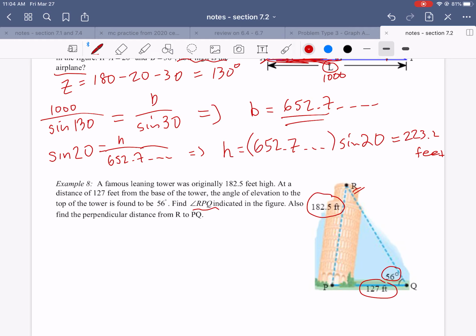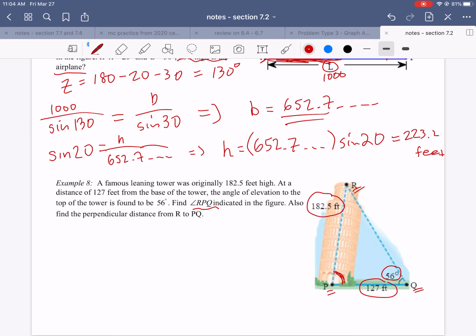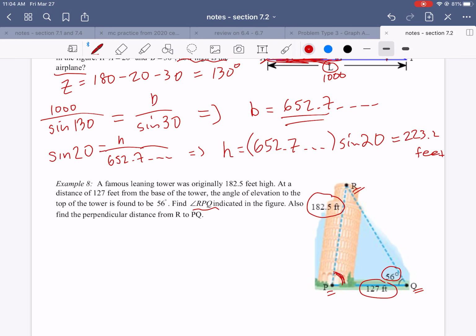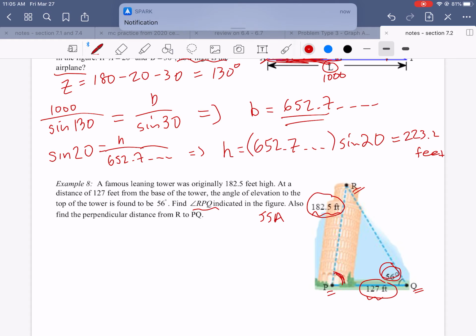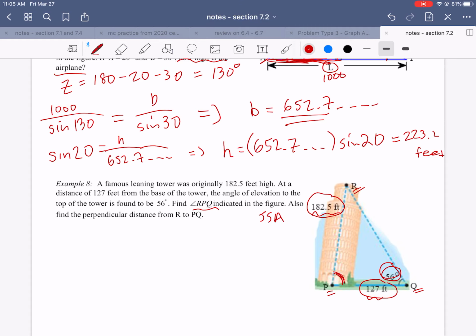So here's RPQ. So what they're telling you to find is this angle right here. And then also find the perpendicular distance from R to PQ, which we'll do second after we do the angle RPQ. So what are we given here? We're given side, angle. And so because we're given side, angle, that means we're going to use the law of sines here. And what I've been given is this ratio right here involving 182.5 and 56.